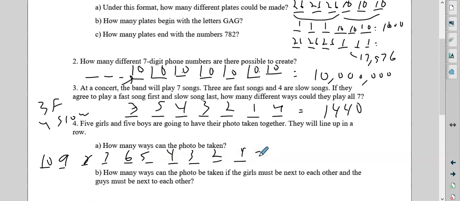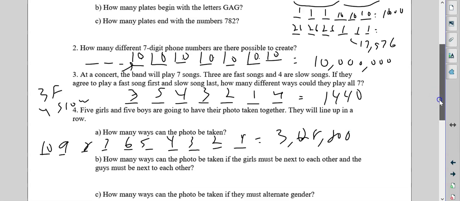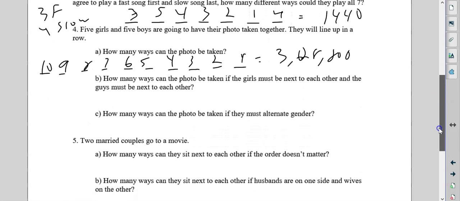Now we multiply that out, we get 3,628,800 different combinations of pictures. So just from 10 people, there's 3.6 million different ways that photo could be taken. It's kind of crazy how the numbers shoot up so fast.